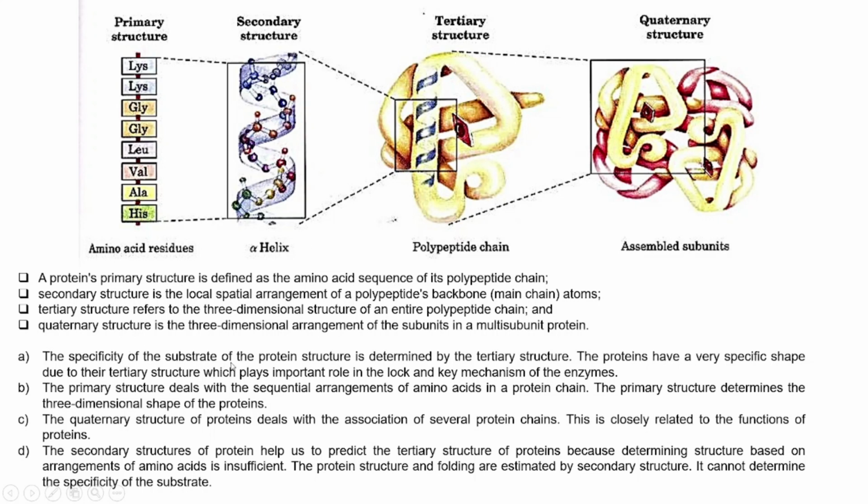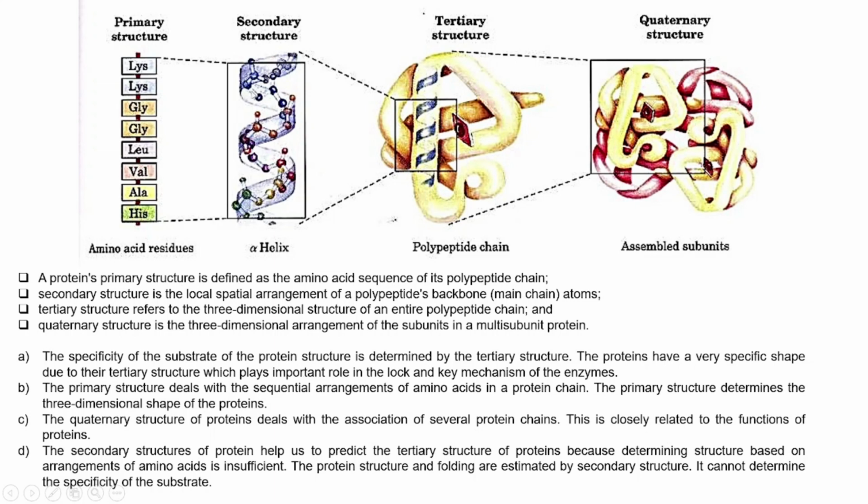So the specificity of the substrate of the protein structure is determined by the tertiary structure. The tertiary structure is the one that determines the specificity of the protein to the target compound. Secondary structure does not determine. Each protein has a very specific shape due to their tertiary structure formation, and this plays an important role in the lock and key mechanism of the enzyme.